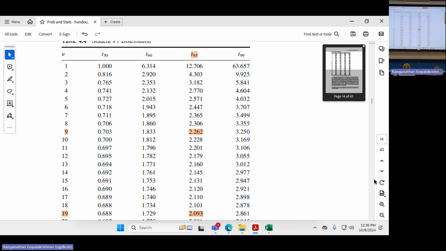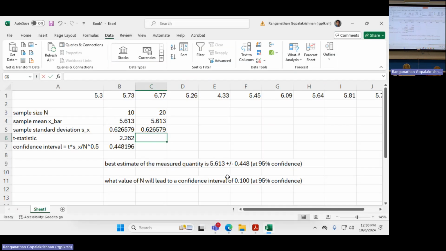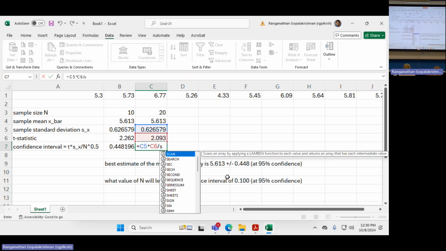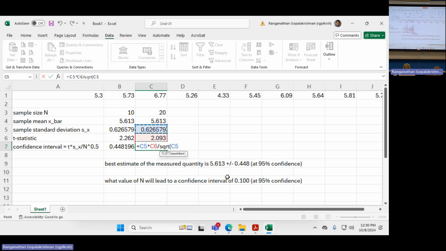Right? So I'm going to go back and write this is 2.093, and the formula will tell me this is 0.62 times 2.093 divided by square root of 20. So from 0.448, I have come down to 0.29.